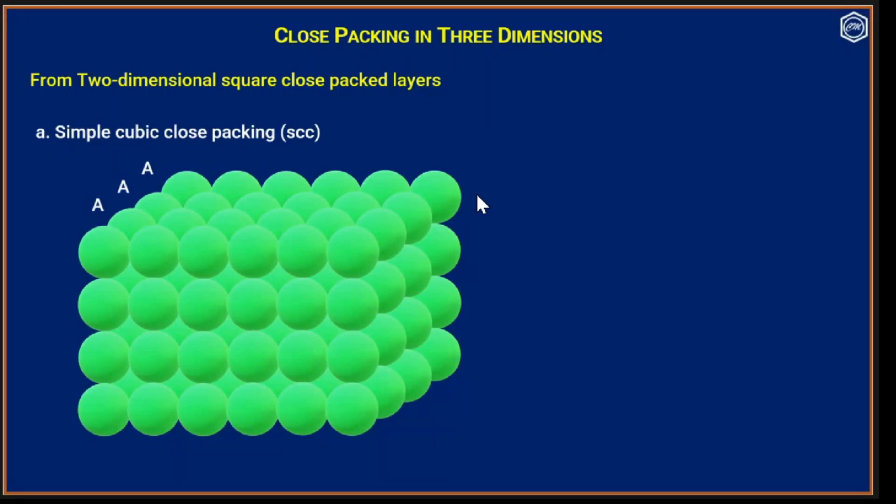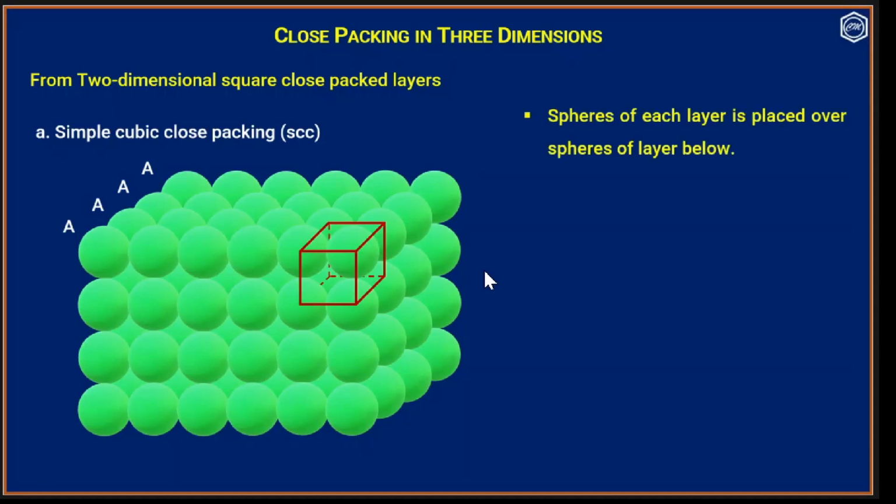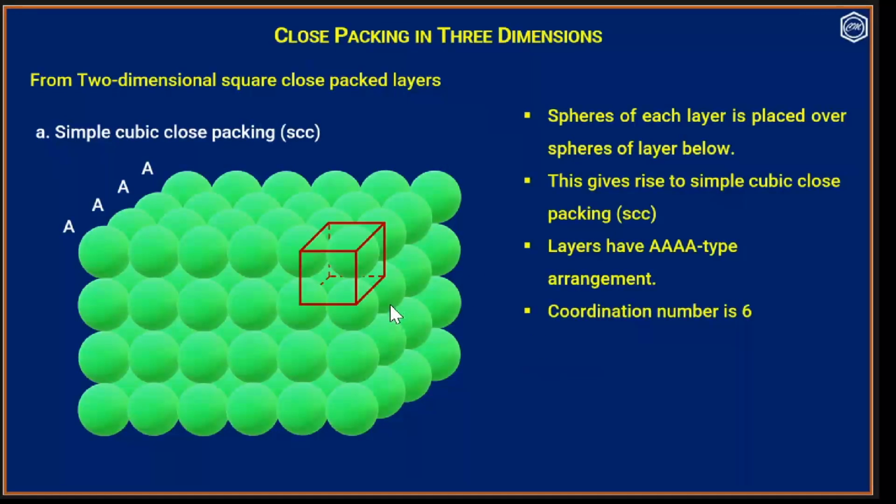So we can have an AA type arrangement. If we connect the centers of 8 spheres, we get a cube. And here the coordination number is 6.